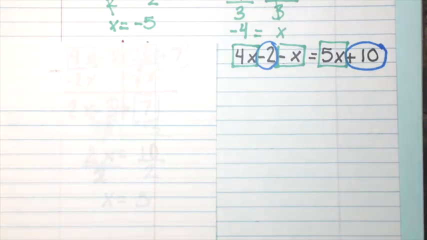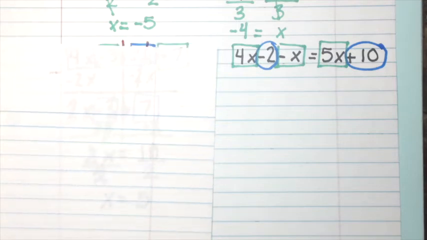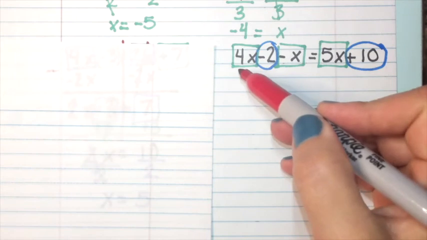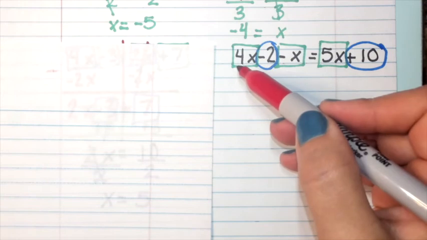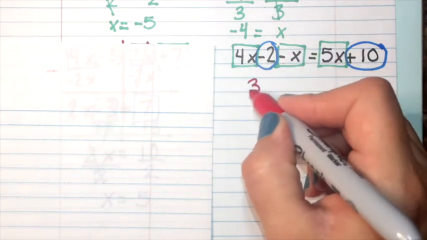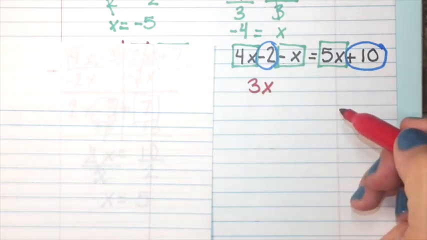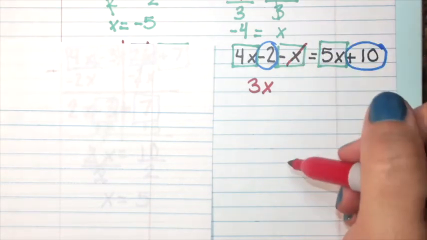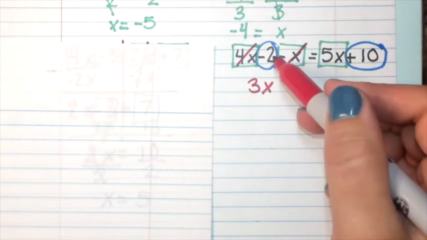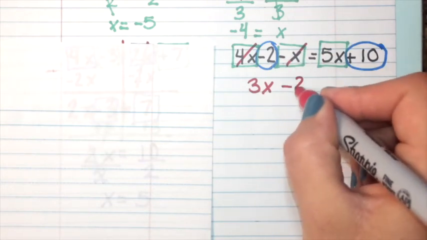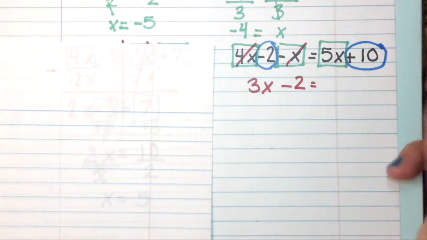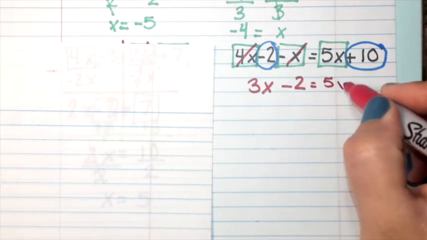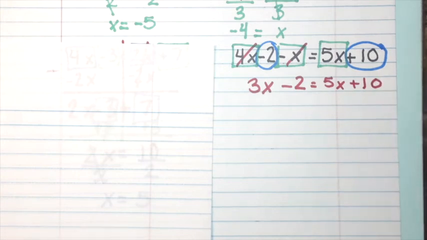All right, let's start with the x's. This one's pretty easy over here. Just think about, I have a 4x and then a negative x. Well, that negative x is going to cancel out 1, so I'm going to be left with 3x on this side. So I took care of those. Now I have negative 2 still left on this side. Then I need to bring down this equal sign. Don't forget it. And I still have 5x plus 10.